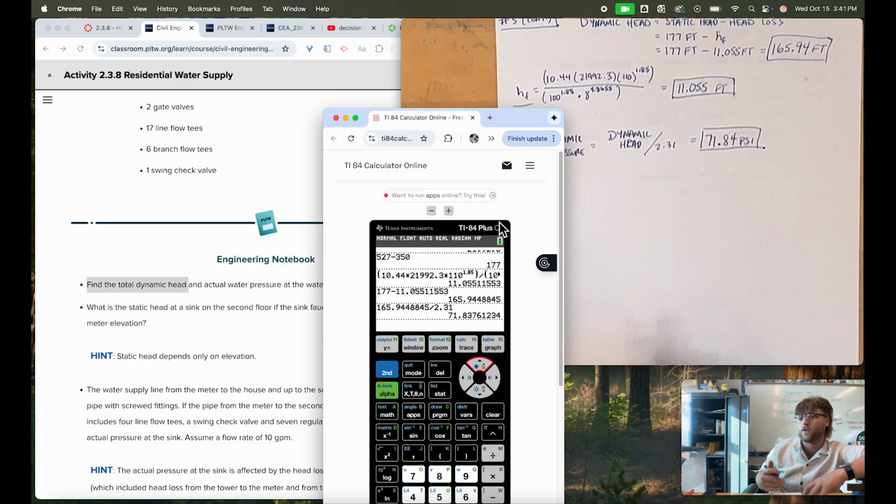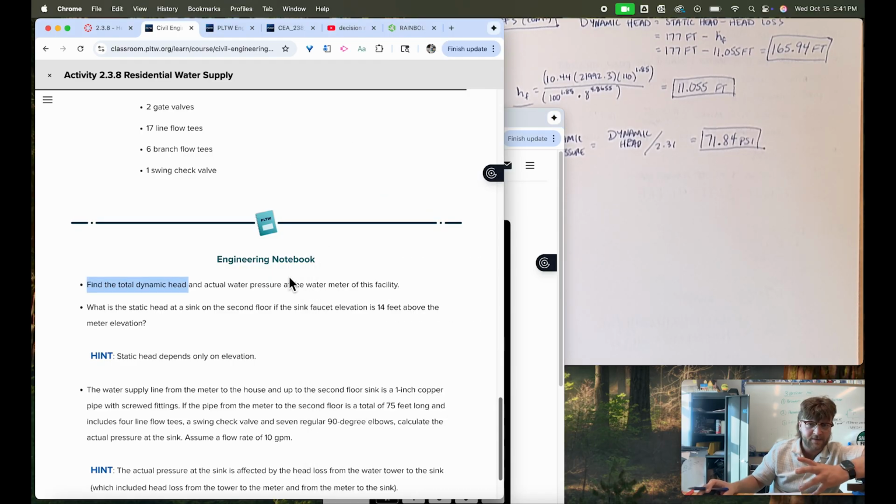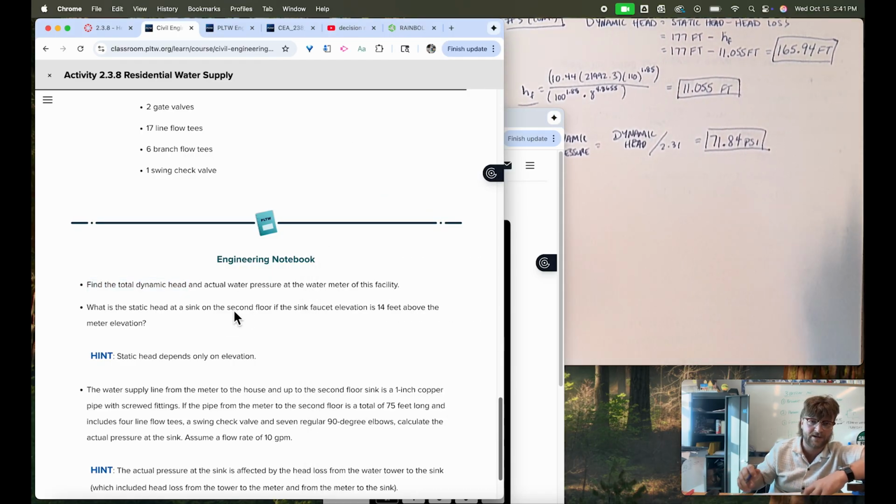Now, is this within the range where it's acceptable for residential purposes? Absolutely. It could be anywhere from 40 to 80, right? So this is at 71.84. It's a little bit closer to the higher end, but especially because this is a second floor house, it's probably a good thing that we've got a little bit of that higher end pressure.